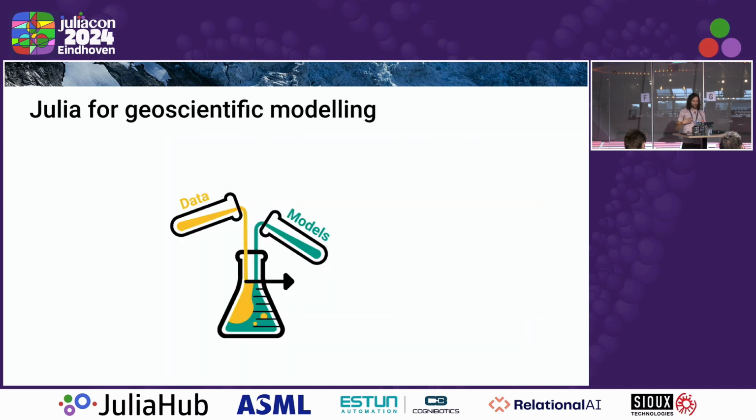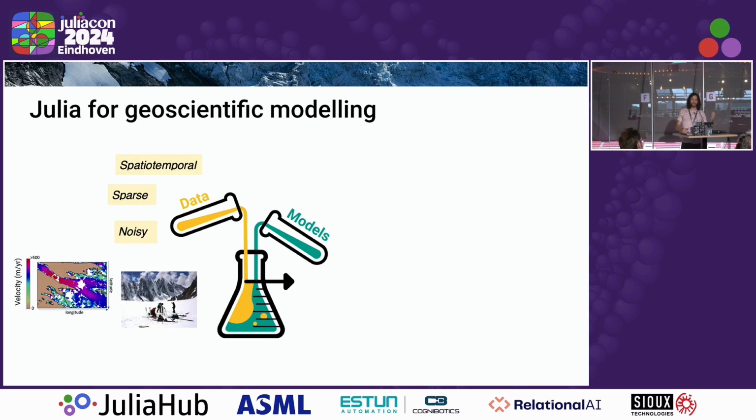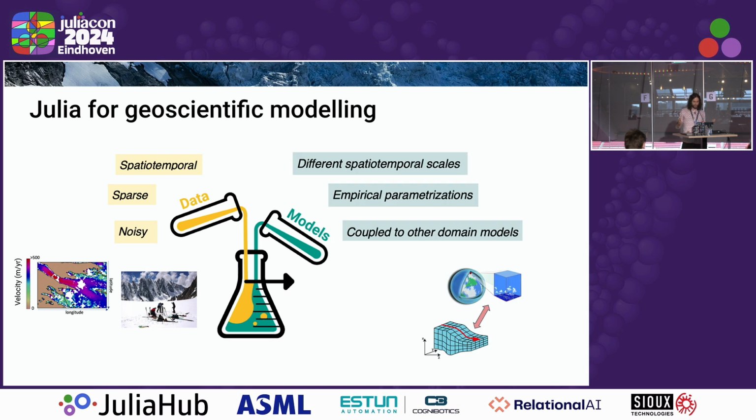But then, in this context, and also in the wider context of geoscientific modeling, why is Julia so interesting? As I show you here, we always have these two ingredients, data and then some models. These two elements for geoscientific models have very specific characteristics. On the one hand, data is always spatiotemporal, highly sparse, and very noisy. And this is both the case for satellite remote sensing and in situ data. And then in terms of models, they need to work at different spatiotemporal scales. We need to simulate maybe 1 day to multiple centuries.